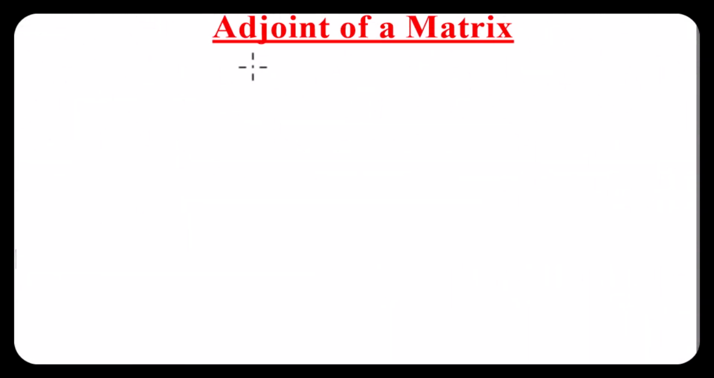Hi, in this video, we'll be looking at how to find the adjoint of a matrix. In previous videos, we talked about the types of matrices that we have. One of those types is the transpose matrix. We said we have a matrix A, and if we want to find the transpose of matrix A, we interchange the rows and the columns.